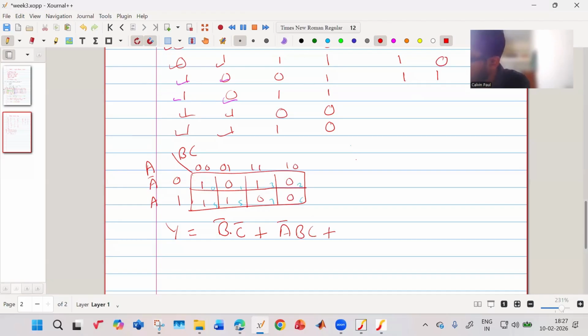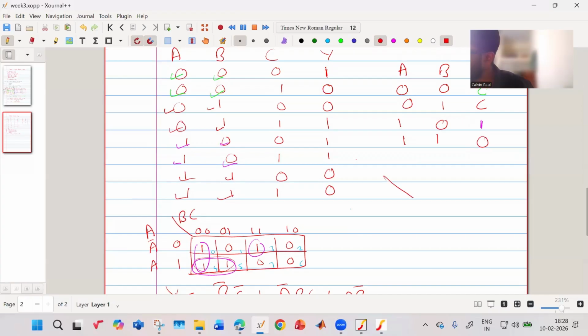A, B bar, C. No, A, B bar. A, B bar is fine, right? This one. So it will be A, B bar. Yes, A, B bar. So we have three terms: this one, then this one, and then this one. Okay, three are there. Now let us try to get the same output using the simplified way, the other way, the extended variable map.